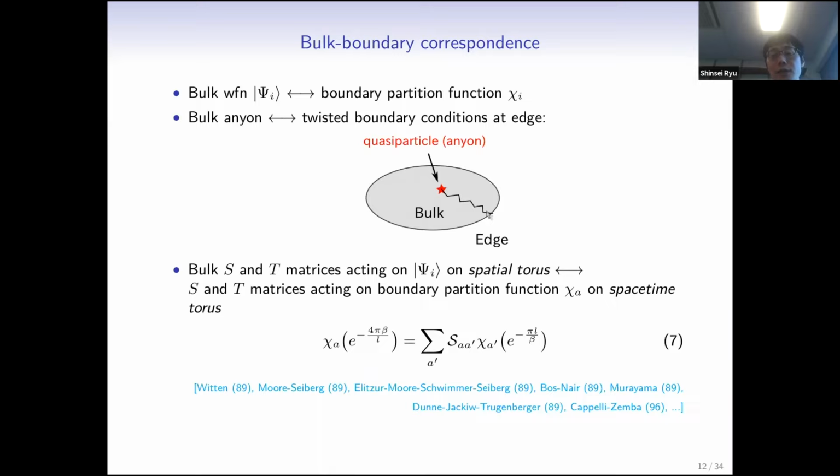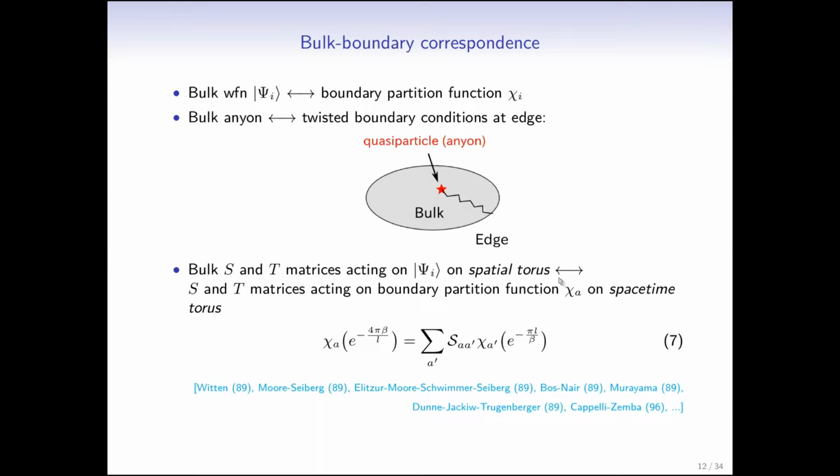Yes. So if you had a higher genus Riemann surface as your spatial manifold, so now there are more large diffeomorphisms you can make. So would you need more than S and T? Do you need more matrices?